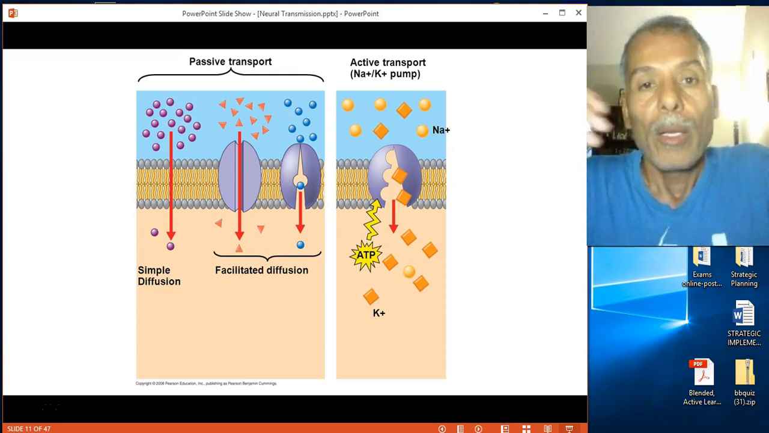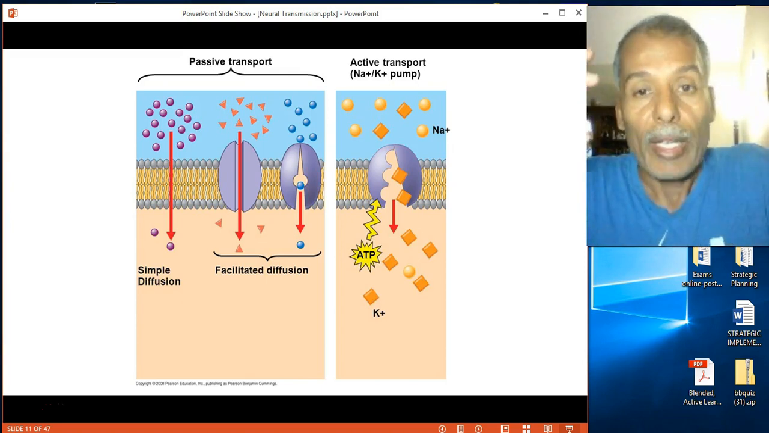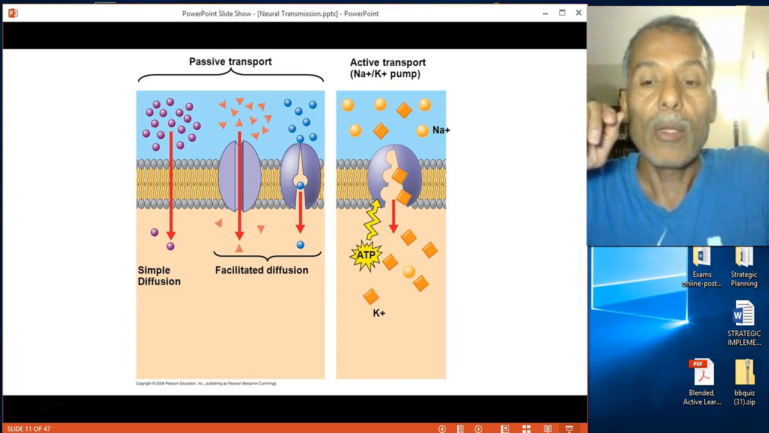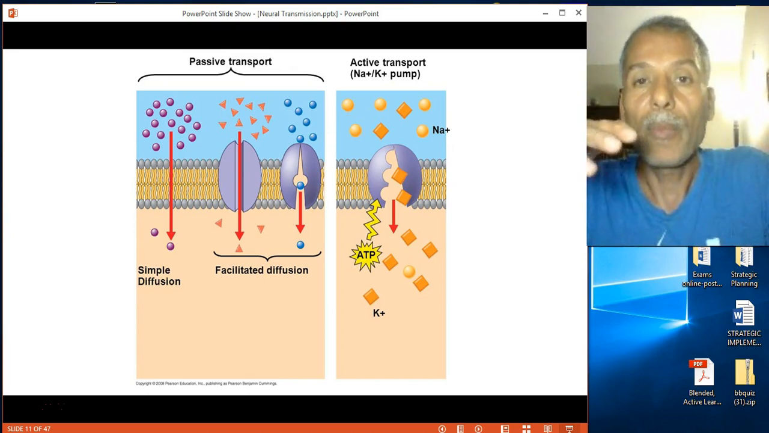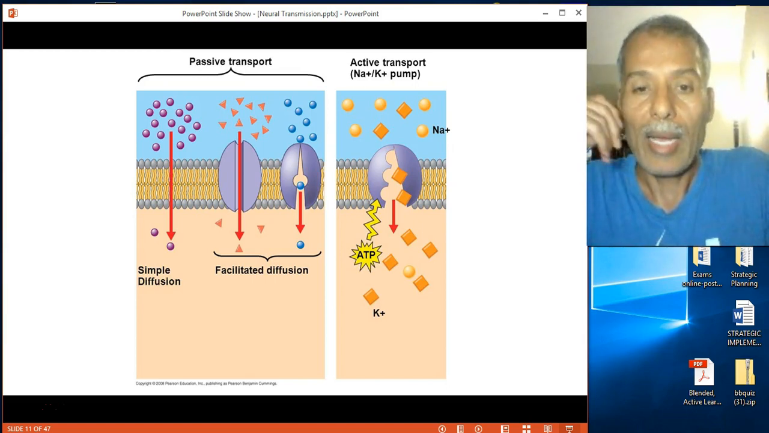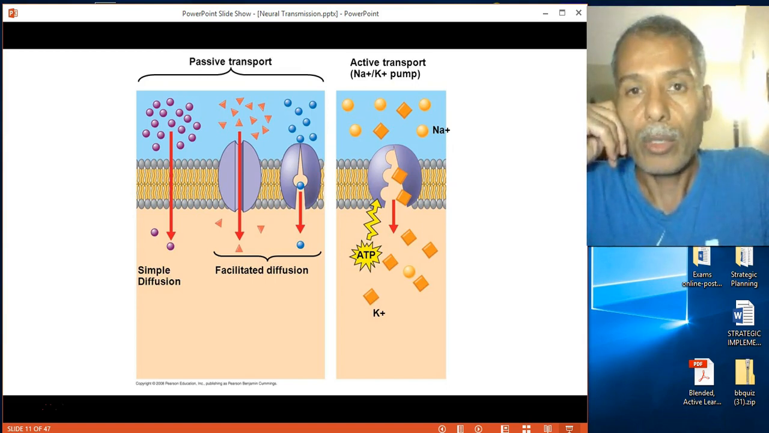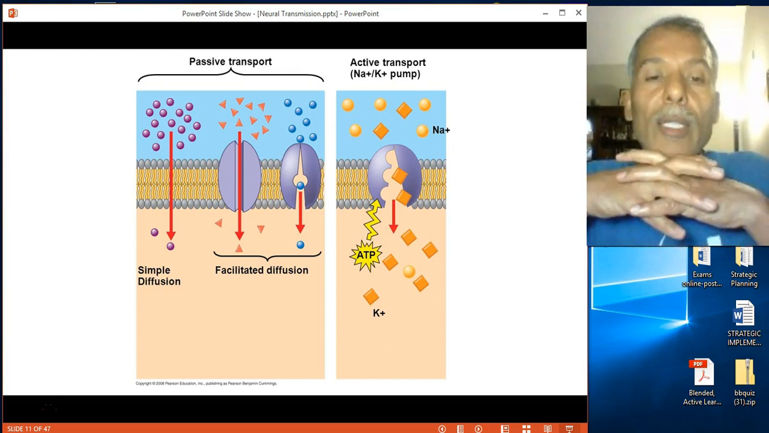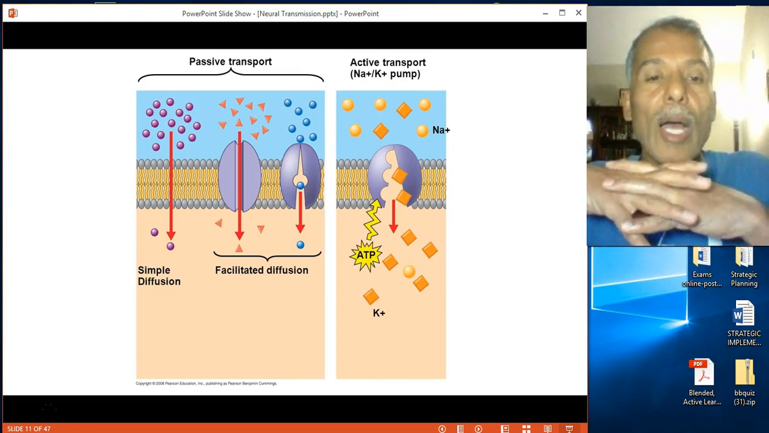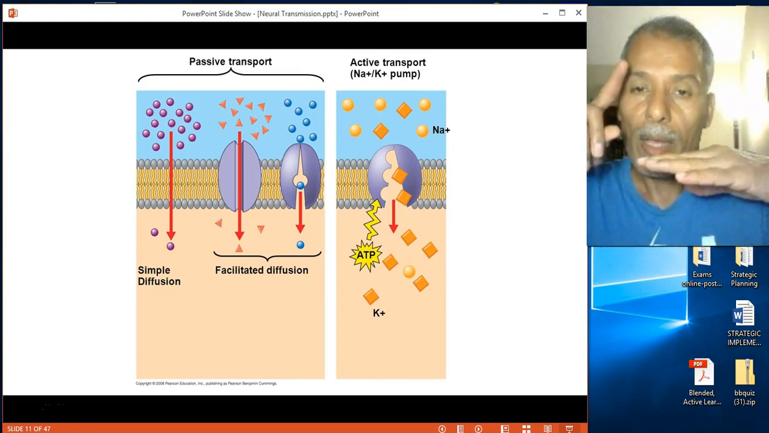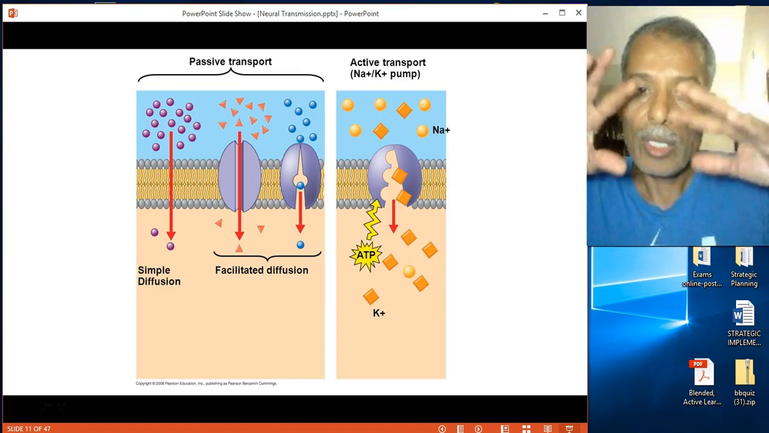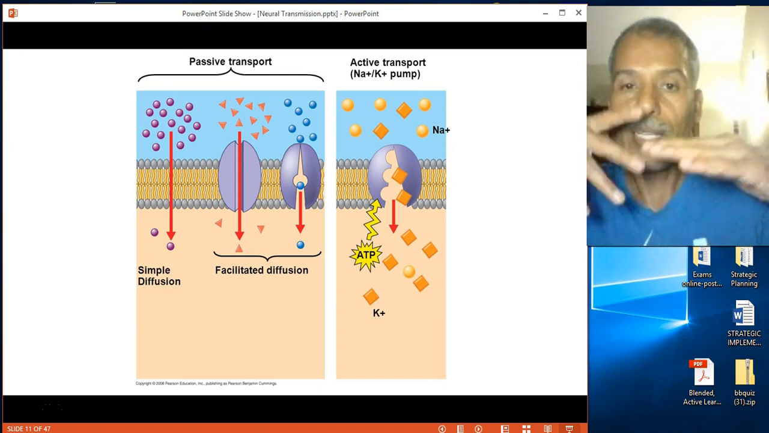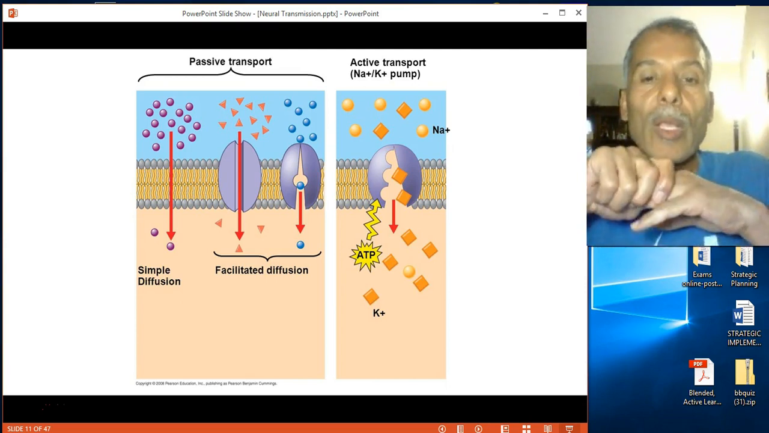Because there are negative charges, chloride ions, and also amino acids that act as ions as well. So there are negative charges also inside and negative charges outside. But what is inside matters a lot. So every time one thing goes in and out, it kind of creates that voltage.